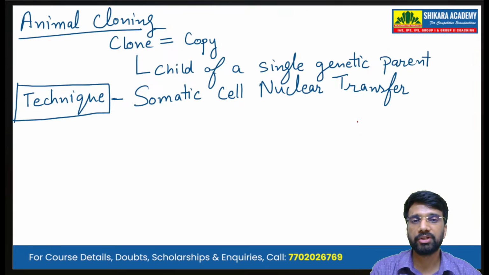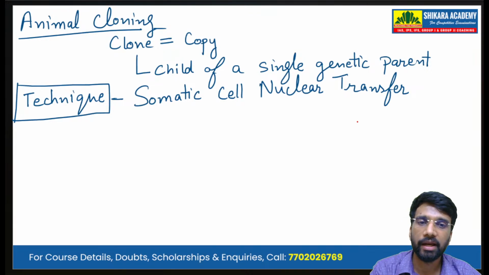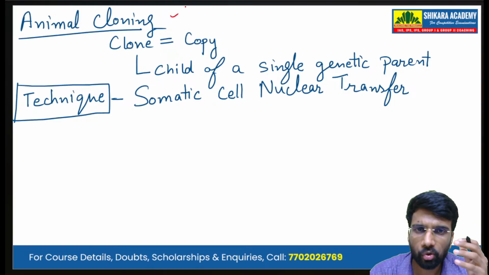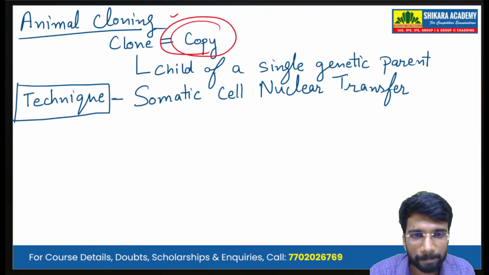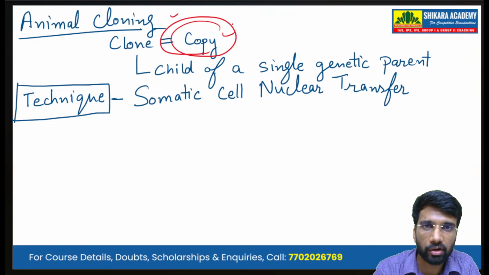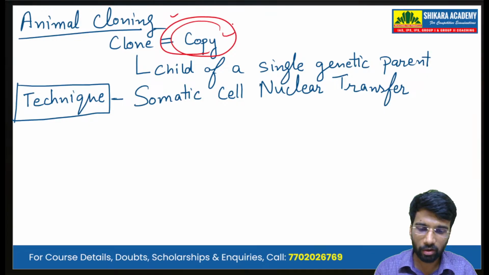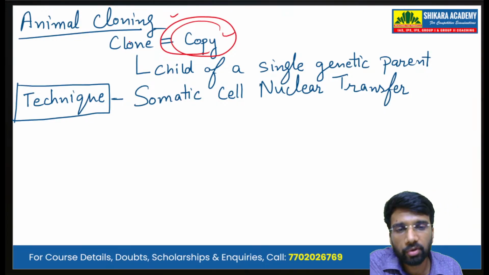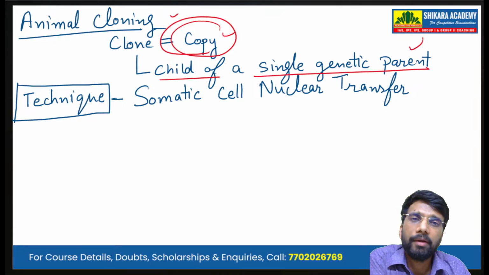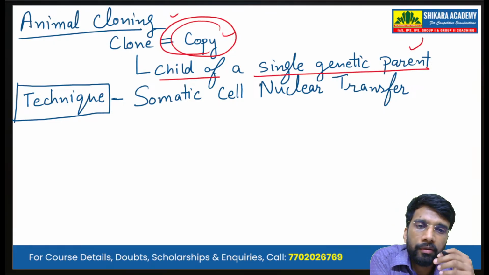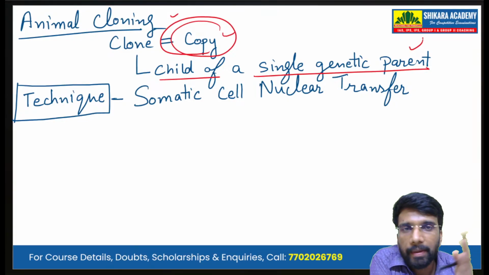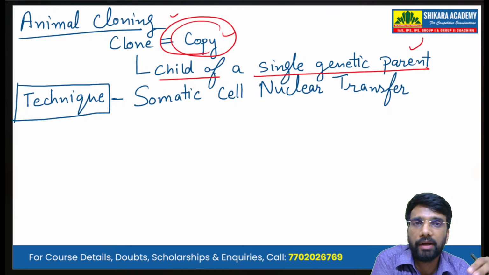Now, another application of this biotechnology is animal cloning. Okay. Now, what is a clone? So, a clone we say is a copy. In general English terms, we say that a clone is a copy. But in biological terms, in the scientific term, we say that a clone is the child of a single genetic parent. We know that a normal animal is a child of two genetic parents, that is the male parent as well as the female parent.